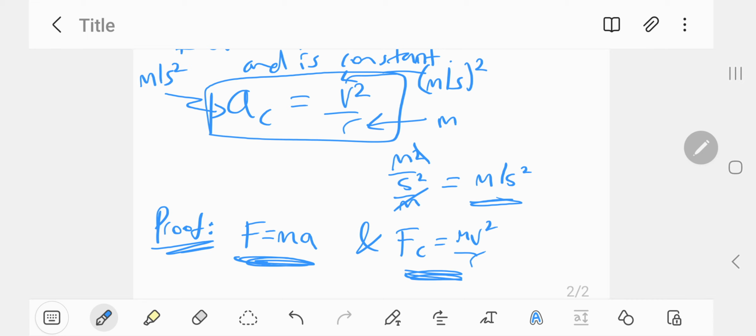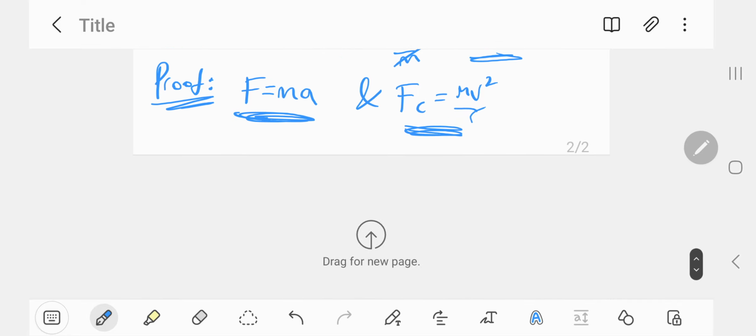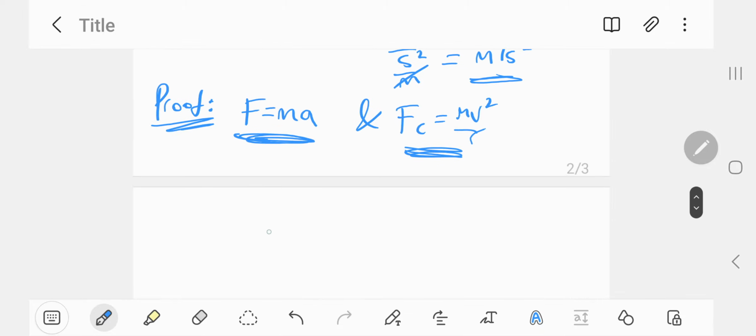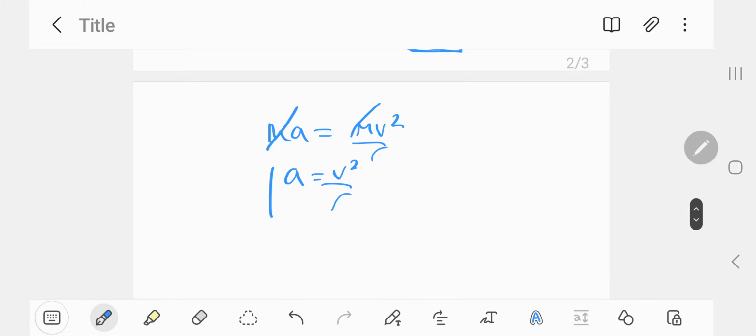And from F equals ma, we know that you need a force to get something moving, which in this case is the object of mass m, right? So we need to start off with these two, and we need to equate them, because this is what's experienced by the moving mass. So ma is equal to mv squared over r. The m's cancel out, and so we're just left with a equals v squared over r, the centripetal acceleration.